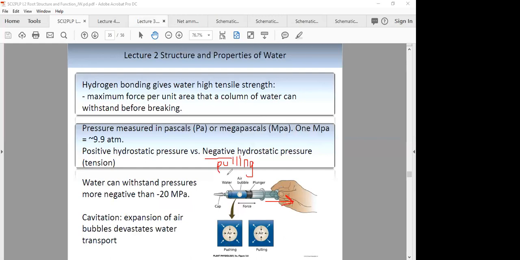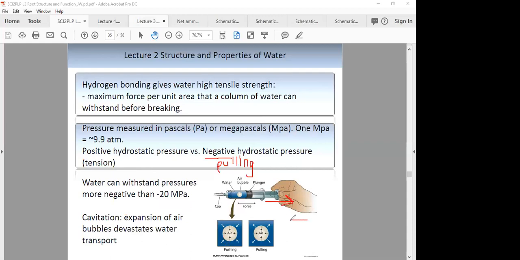Stems, definitely. So up the xylem, in the stems, definitely, and the leaves, the xylem in the leaves too. Absolutely. Okay, good. Excellent. So everyone's clear on pressures. Okay, just one more thing about pressure.